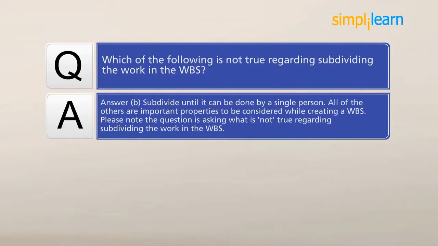Please note the question is asking what is not true regarding subdividing the work in the WBS. Review the inputs, tools and techniques, and outputs for all of the processes within the planning process group, and ensure you are familiar with any concepts or terms used through the PMBOK. You can leverage the glossary provided in the PMBOK to provide the PMI definition for any terms referenced.